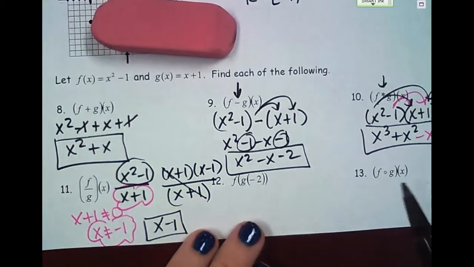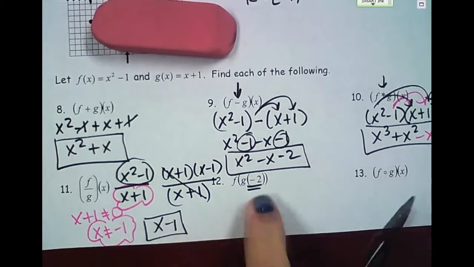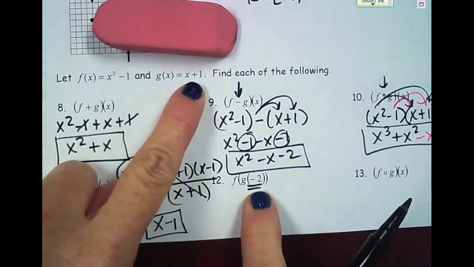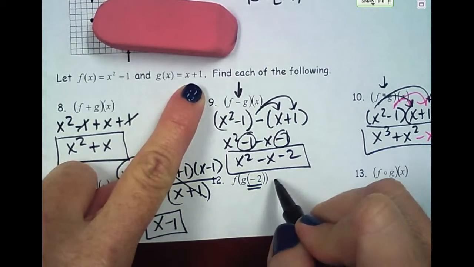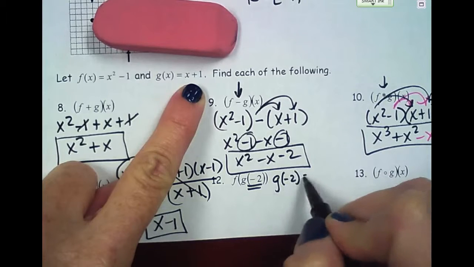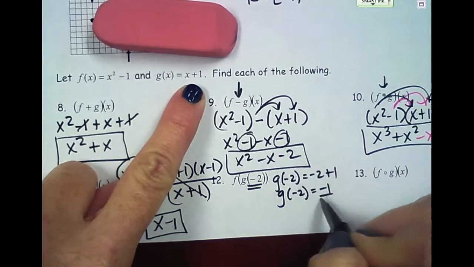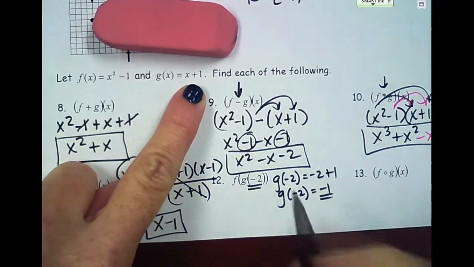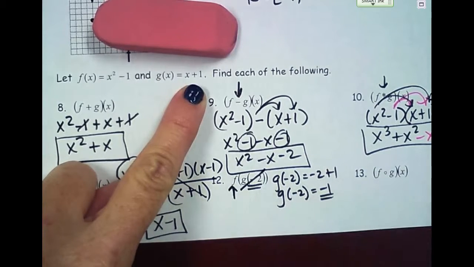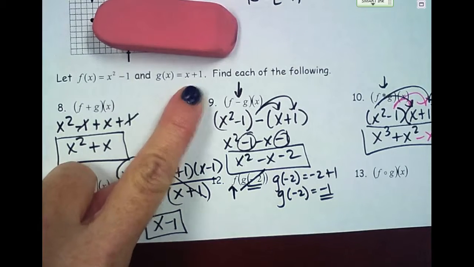Number 12, you find g of negative 2 first. You take negative 2, you come over here, and you plug negative 2 in for x. So g of negative 2 would be negative 2 plus 1. So g of negative 2 actually gives us negative 1. Then you take negative 1 and you plug it into f because you're finished with that part. So go over to f.